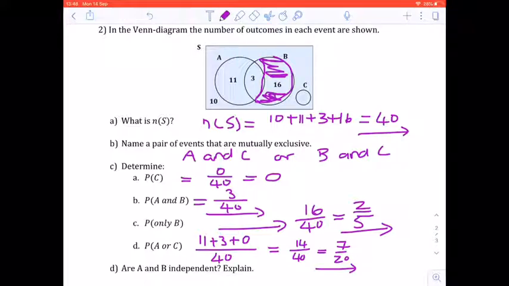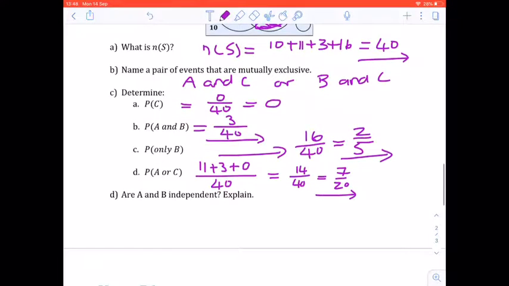And with that A, we included the 11 and the 3, because A also includes that 3, not just that 11. Okay. Are A and B independent? So the check for this is the probability of A and B equals the probability of A times the probability of B. So let's check this out.